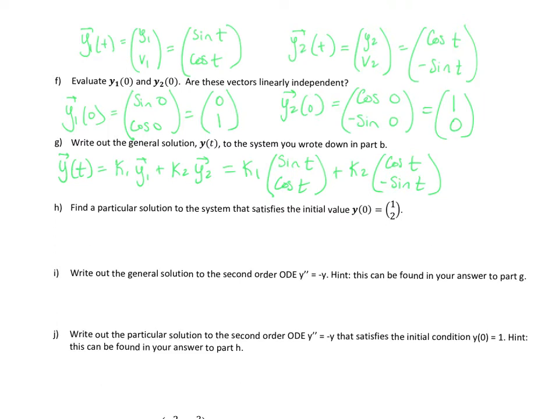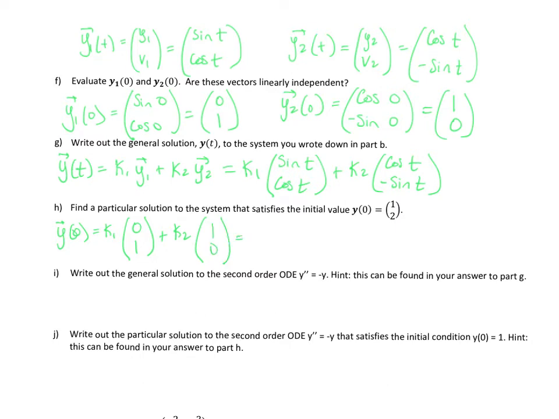Find a particular solution to the system that satisfies the initial value y of 0 equals 1, 2. Okay, y of 0 means just plug a 0 in for your t's. So we have k1 times sine 0, cosine 0, which is 0, 1, plus k2 times cosine 0, negative sine 0, so that's 1, 0.